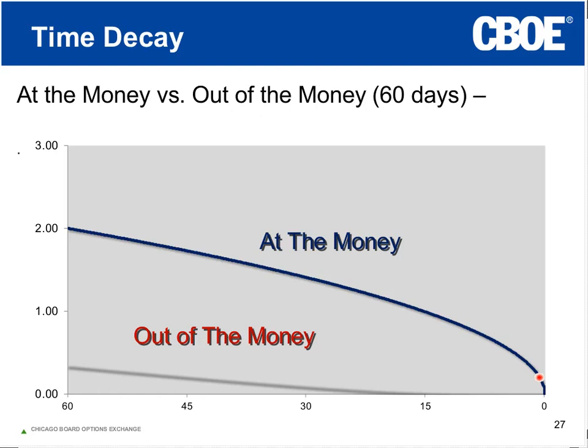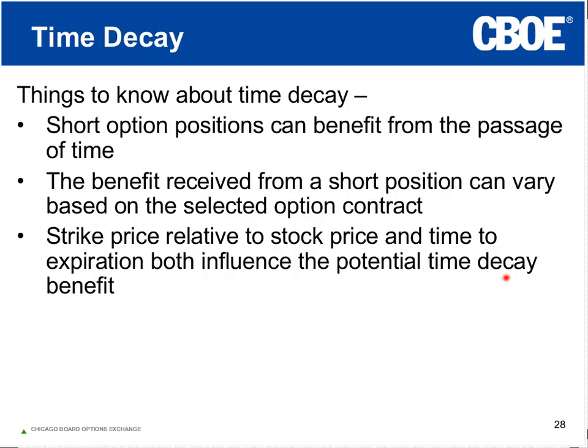Now, when we're thinking about time decay, there are a few things you always have to keep in mind. If you have a short option position, you are benefiting from the passage of time. If you own an option contract, if there's time value in that option premium, and we're approaching expiration, time decay is going to be working against us. Time is not on our side. The strike price relative to the stock price, how much time we have to expiration, both of those components feed into how time might be working for us if we put on a short option trade, or how time might be working against us if we buy an option contract.